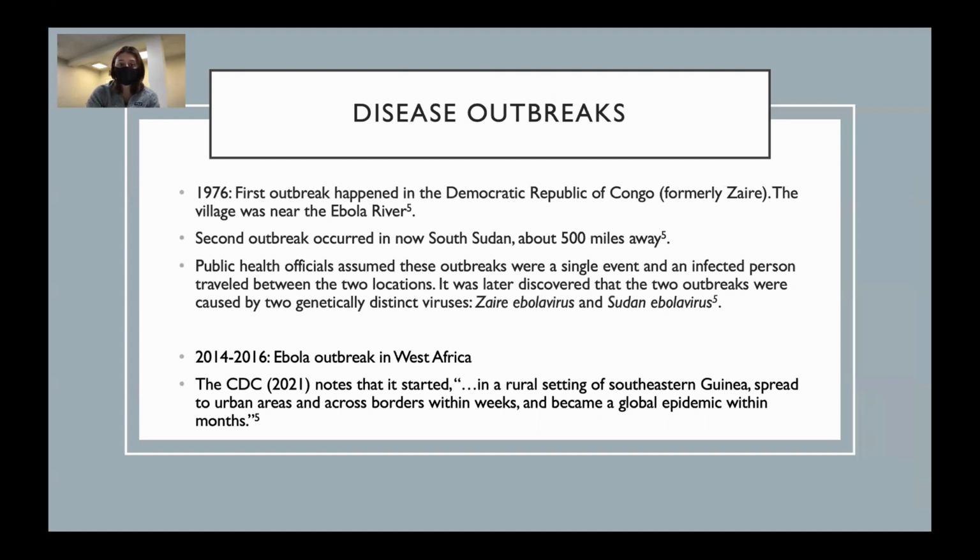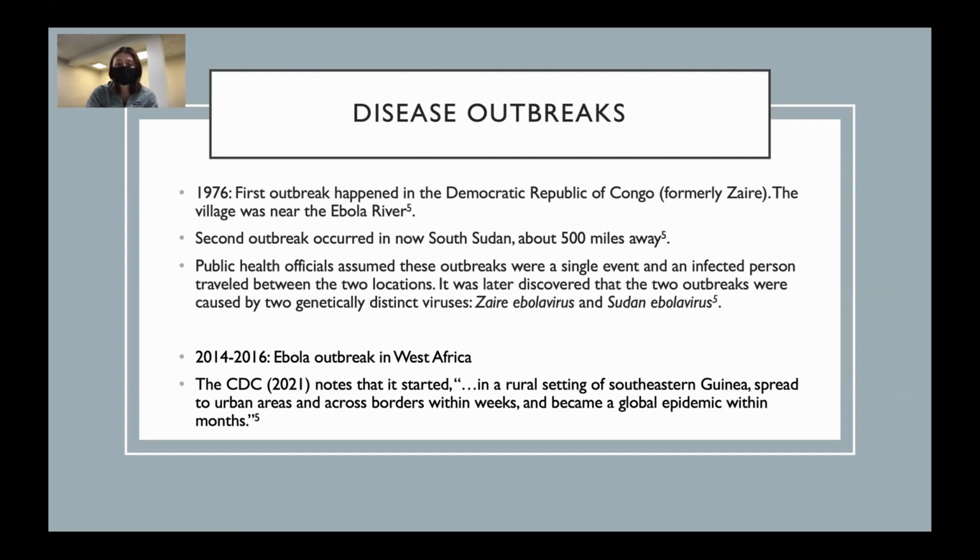Moving on, there have been many outbreaks of Ebola over the years. The first outbreak happened in 1976 in the Democratic Republic of Congo, formerly known as Zaire. The village that was infected was near the Ebola River, which is where Ebola got its name. The second outbreak occurred in South Sudan, about 500 miles away from this first outbreak. Public health officials assumed that these outbreaks were a single event and an infected person had traveled between the 2 locations. But they were wrong.